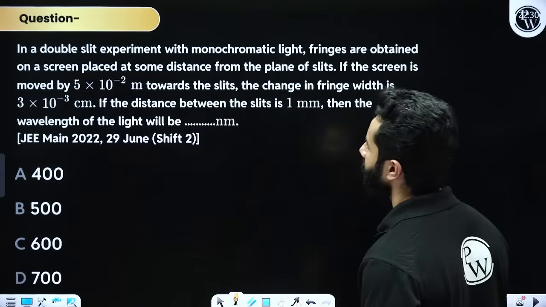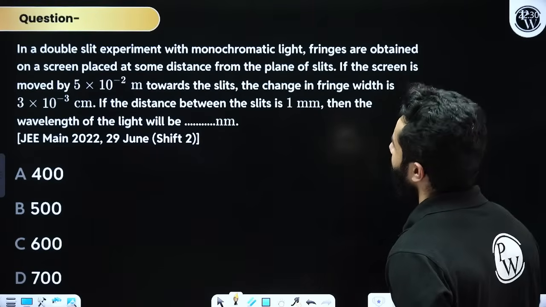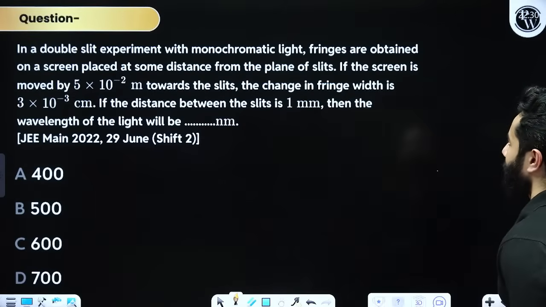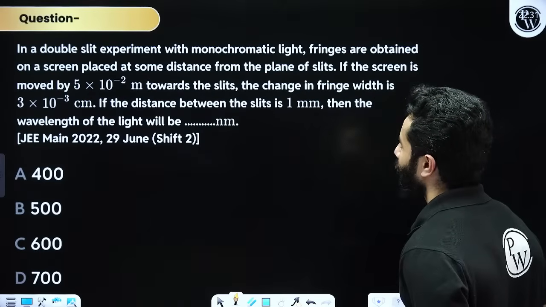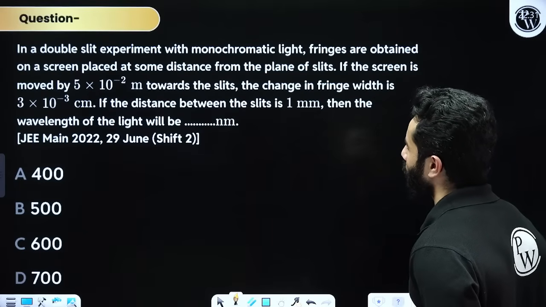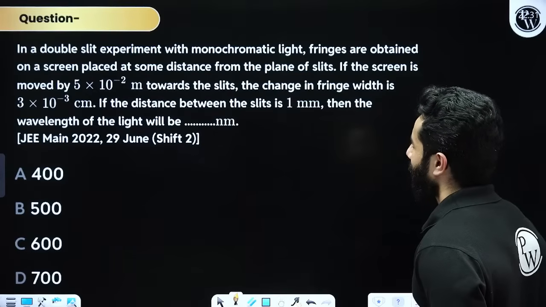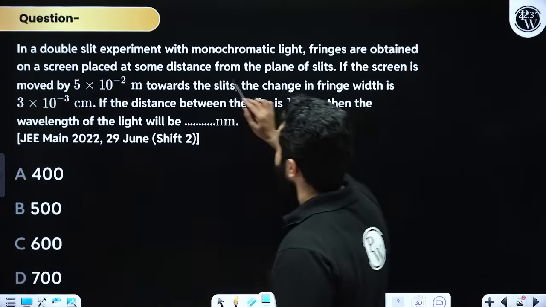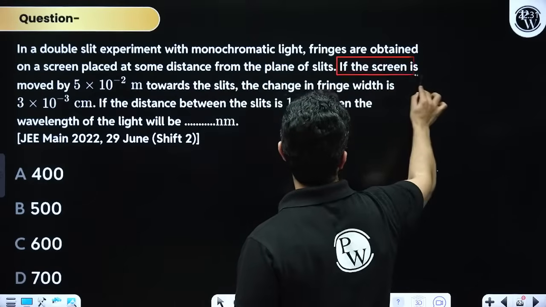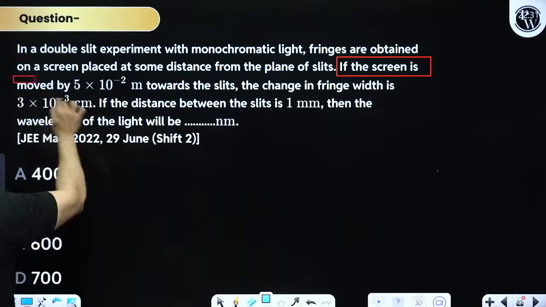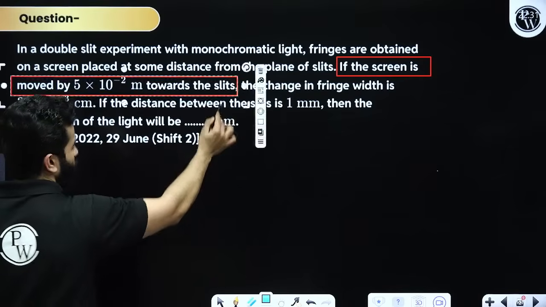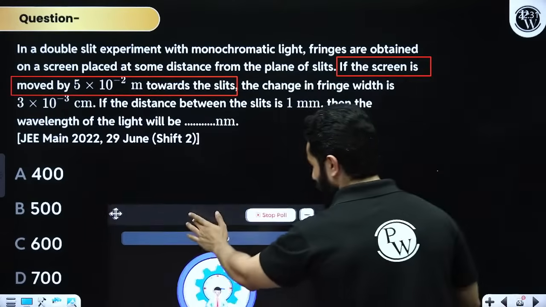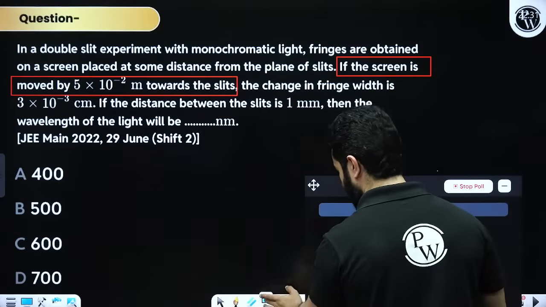What about this one? They are saying in a YDSE, in a double slit experiment, monochromatic light fringes are obtained on a screen placed at some distance. If the screen is moved by 5 into 10 to the power minus 2 meter towards the slit, the change in fringe width is this. Please understand what they are saying. Chalo, if you guys want, I'll start the poll also. 90 seconds. See, I'll draw the diagram for explaining it.